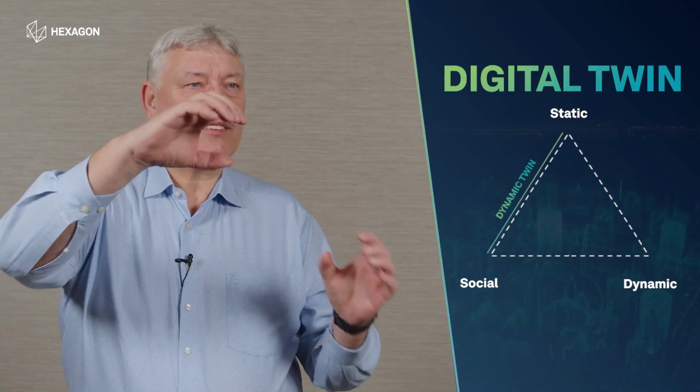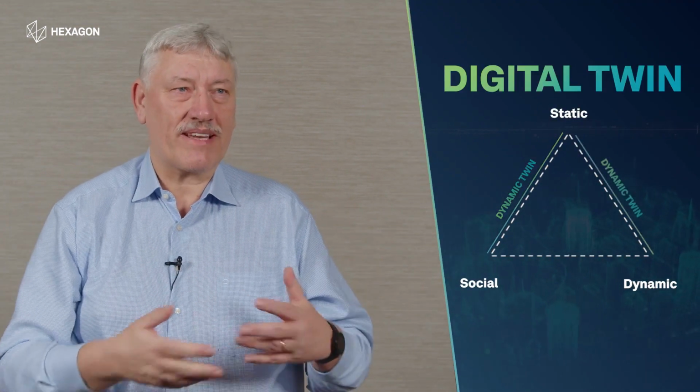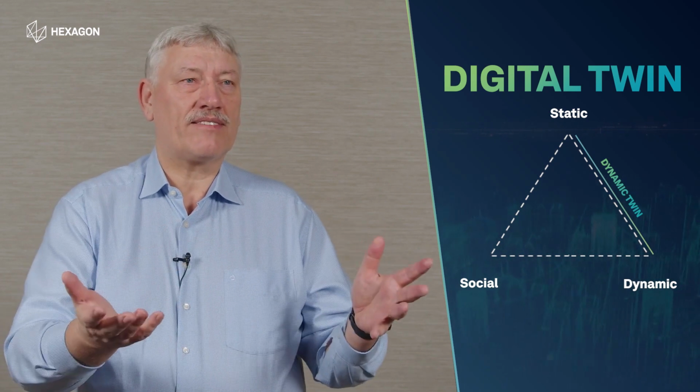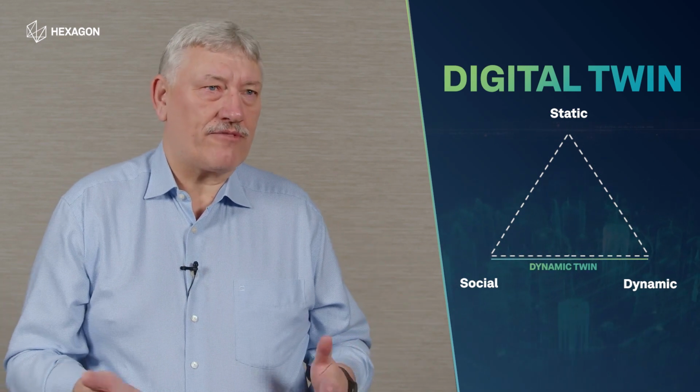An urban digital twin is actually a frame which looks like a triangle with 3 corners. One is about the static part, one is about the dynamic part, and one is about the social part. And a digital twin needs to cover at least 2 of these corners in order to make it a digital twin, because otherwise it's just a new name for something existing.